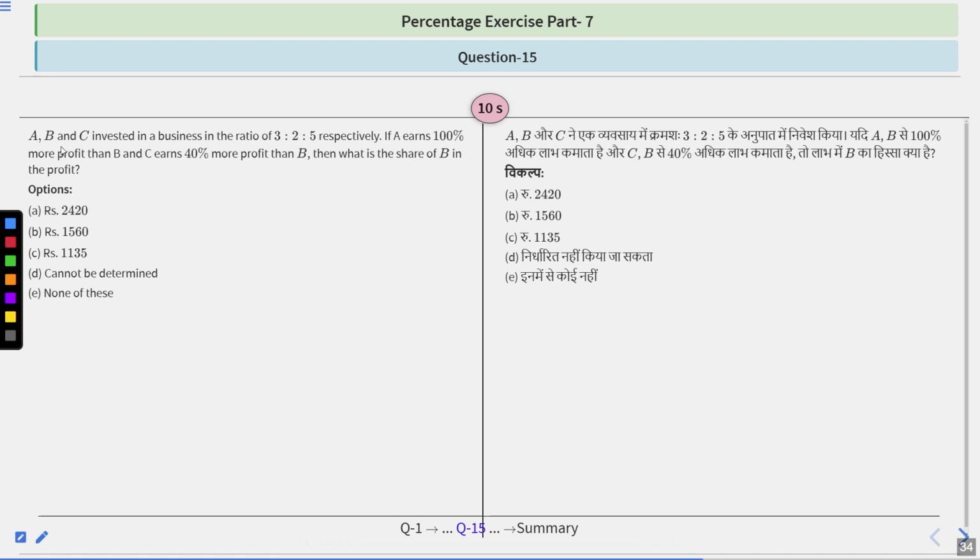Next question is, A, B and C invested in a business in the ratio of 3:2:5 respectively. If A earns 100% more profit than B and C earns 40% more profit than B, then what is the share of B in the profit? You have 5 options and 10 seconds to solve this question. Your time starts now.